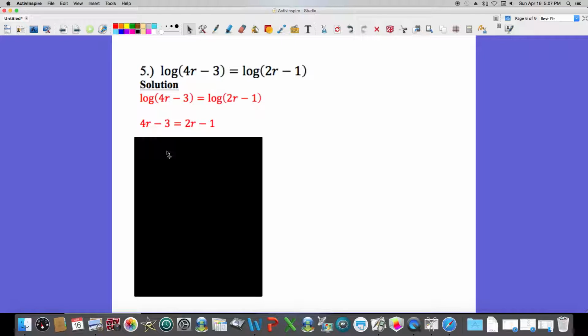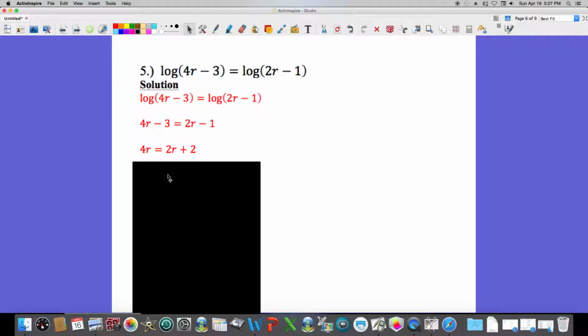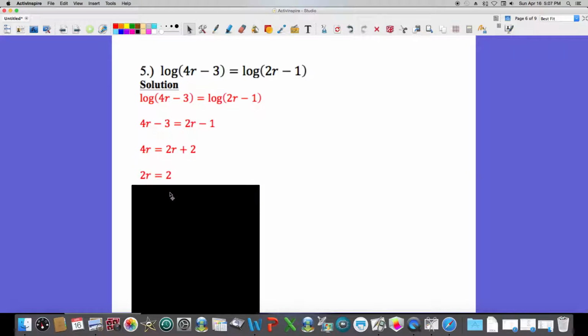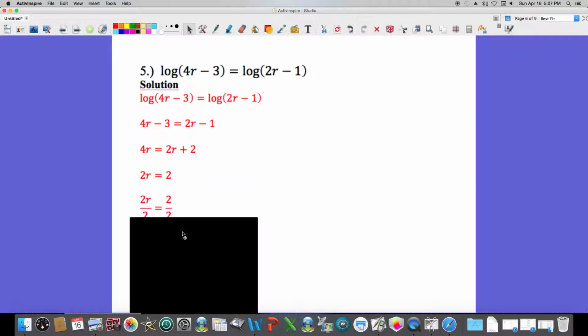Let's collect the r's on the left-hand side and the constants on the right-hand side. So let's add 3 to both sides. -3 plus 3 gives us 0, and -1 plus 3 gives us 2. Now let's subtract 2r from each side. 4r take away 2r's is 2r. 2r minus 2r is 0. So we have that 2r is equal to 2. Divide both sides by 2, and I think it's pretty clear that r is equal to 1.